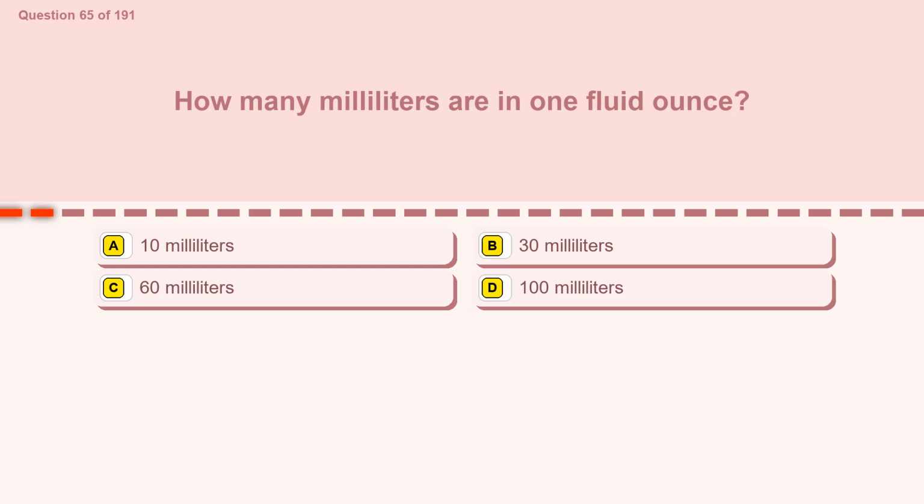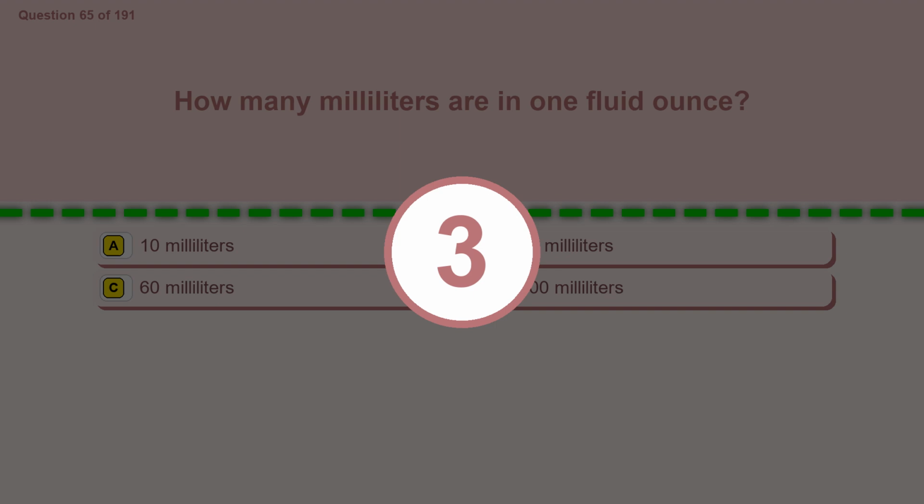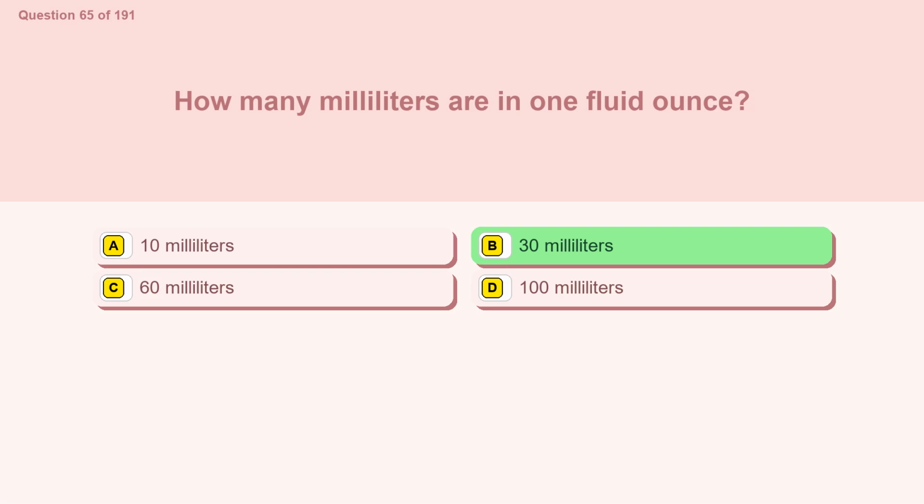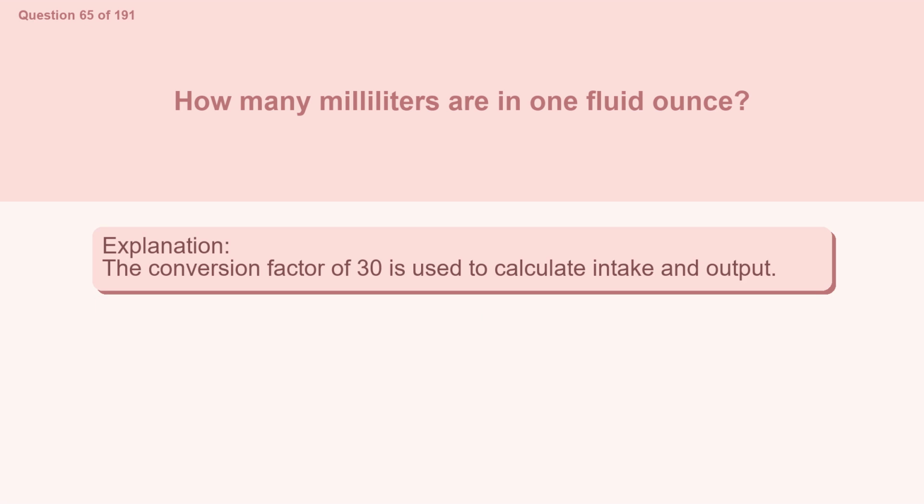Question 65. How many milliliters are in 1 fluid ounce? Option A, 10 milliliters. Option B, 30 milliliters. Option C, 60 milliliters. Option D, 100 milliliters. The correct answer is option B, 30 milliliters. The conversion factor of 30 is used to calculate intake and output.